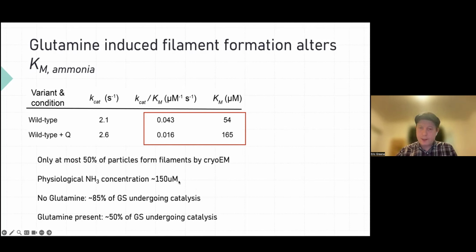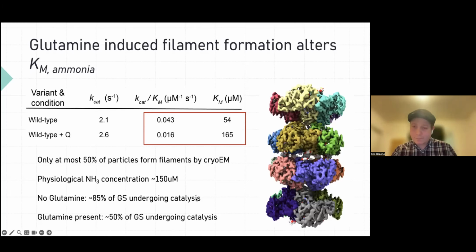Additionally, the physiological concentration of ammonia in the cell is around 150 micromolar. So this is actually pretty substantial. This would mean that in a no glutamine context, about 85% of GS is undergoing forward catalysis here. And if glutamine is present stabilizing filaments, only about 50% of particles are undergoing catalysis here. So this is really hitting at the heart of what physiological regulation could look like.